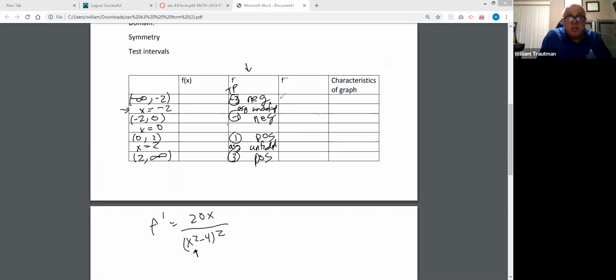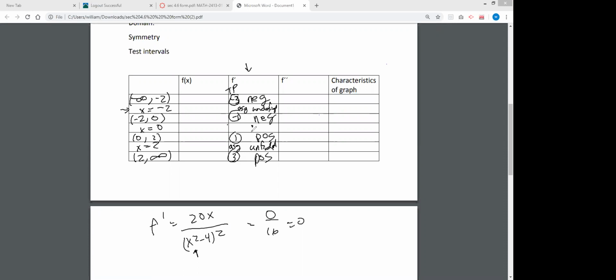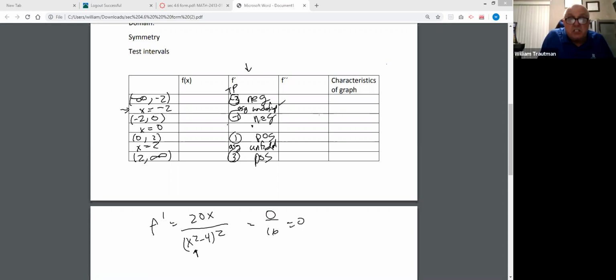If I put 0 into this function, in the first derivative, 20 times 0 is 0. Put 0 down below, I get 16. I get 0. I get a 0 slope. What does a 0 slope mean? It's just a straight line then? It's a horizontal line, yes. See, these are undefined slopes, and this is a 0 slope, which is just a horizontal line, right?